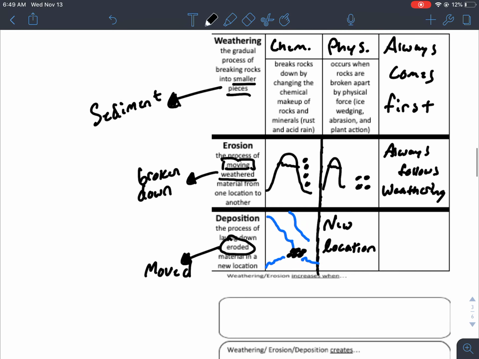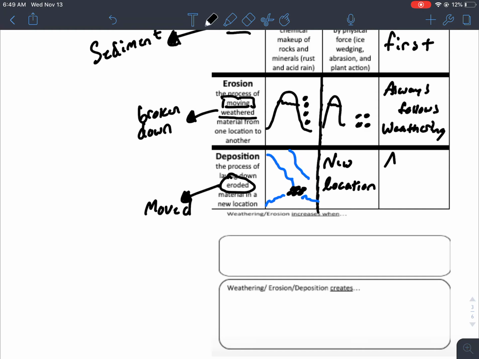So our final step over here in the far box: we said weathering always comes first, erosion always follows weathering, while deposition always follows erosion.